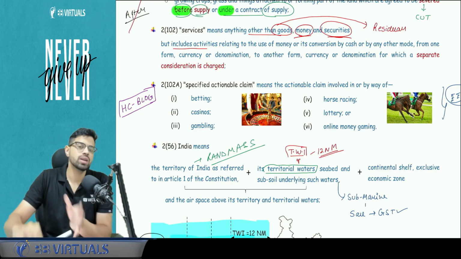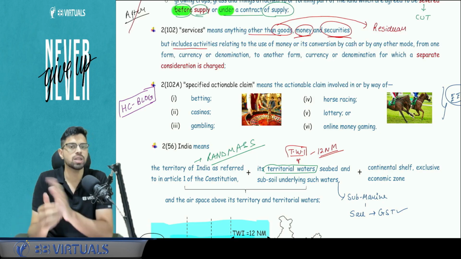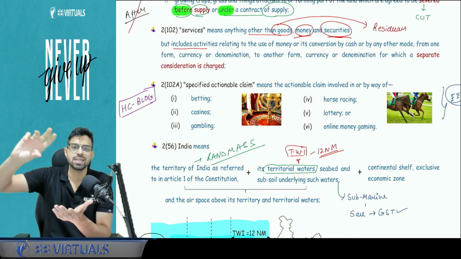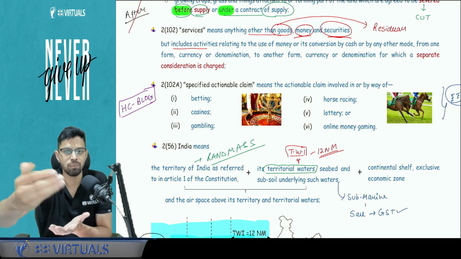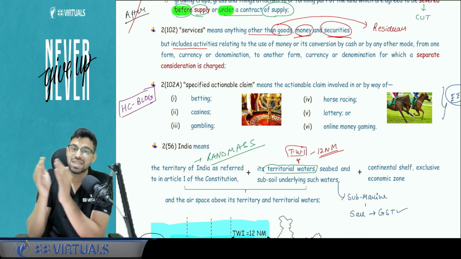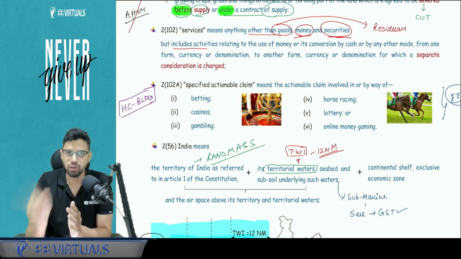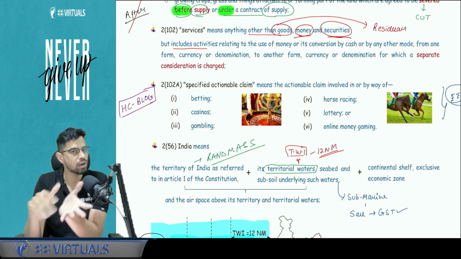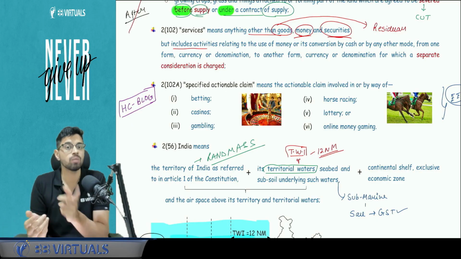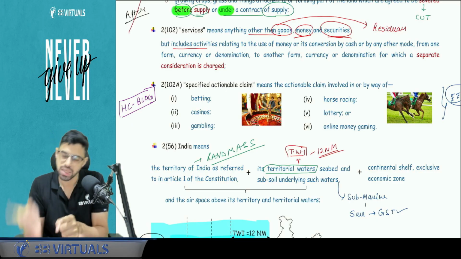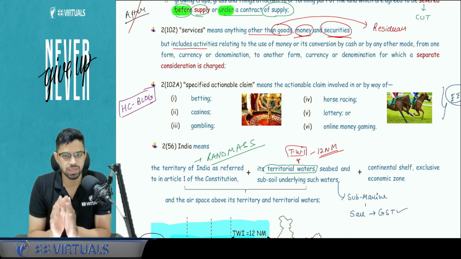Sir, what about activities with respect to securities and activities with respect to money? For example, changing the form or denomination of money. Let's say I am giving you 2000 rupee notes and taking 100 rupee notes, for which I am charging a consideration. Any activity for which consideration is separately charged will form a service, and GST will be applicable. For example, securities are outside the scope of GST. But what about brokerage? Brokerage is a separate activity for which consideration is charged, so GST is very much applicable. I hope this is clear.